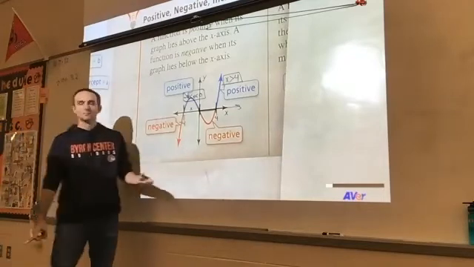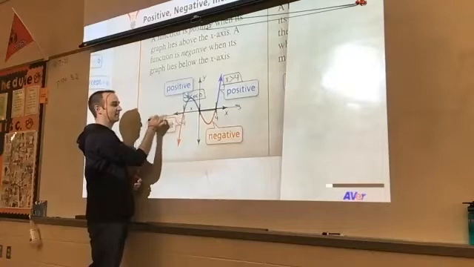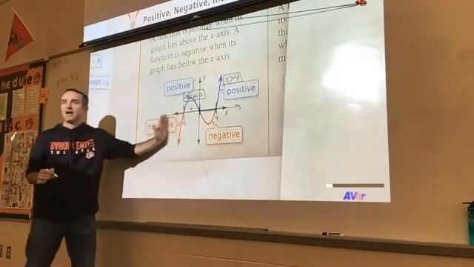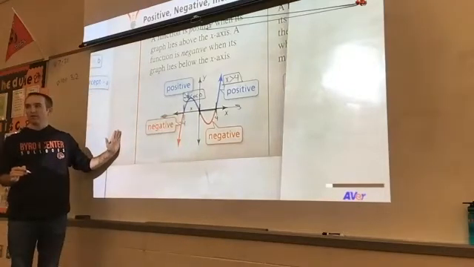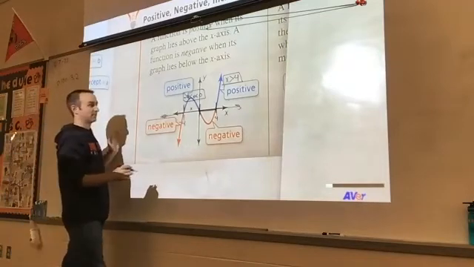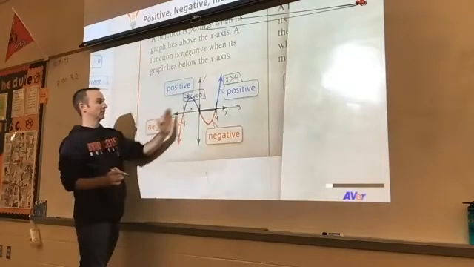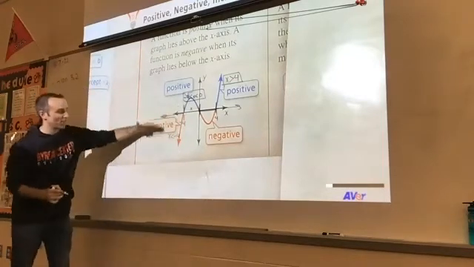Okay, so I know it's going to be negative on this portion of the graph. How would I represent this portion of the graph with an inequality? What am I going to say here? Alec? When X is less than -4. When X is less than -4, my Y value is going to be negative.